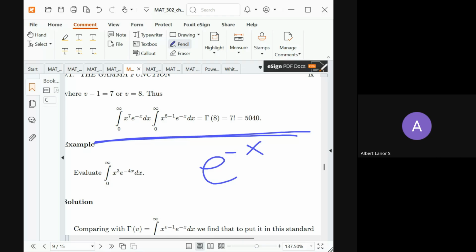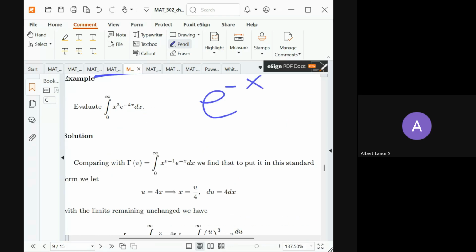So when you have a function like this and the power on the e is not x, then you have to do the standard substitution. All right, so we're going to make a substitution and call that whole thing u. Let u be equal to 4x. It means that x is u over 4. Then you're going to change the variable into u.